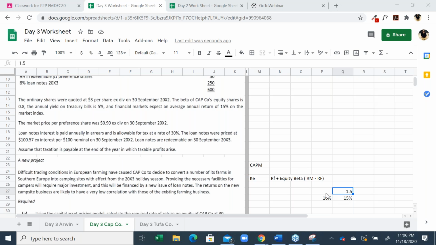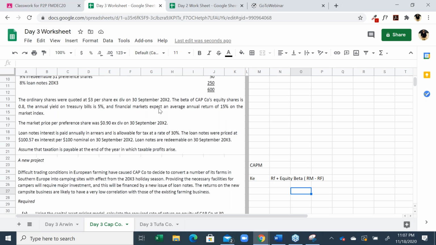So let me remove this and let's go back to the question again and calculate the equity beta. The risk-free return is 5% plus equity beta, which is 0.8, times the market return, the average annual return the financial market expects, which is 15%. And from this, we need to subtract the risk-free return. Now, let me explain the whole concept.